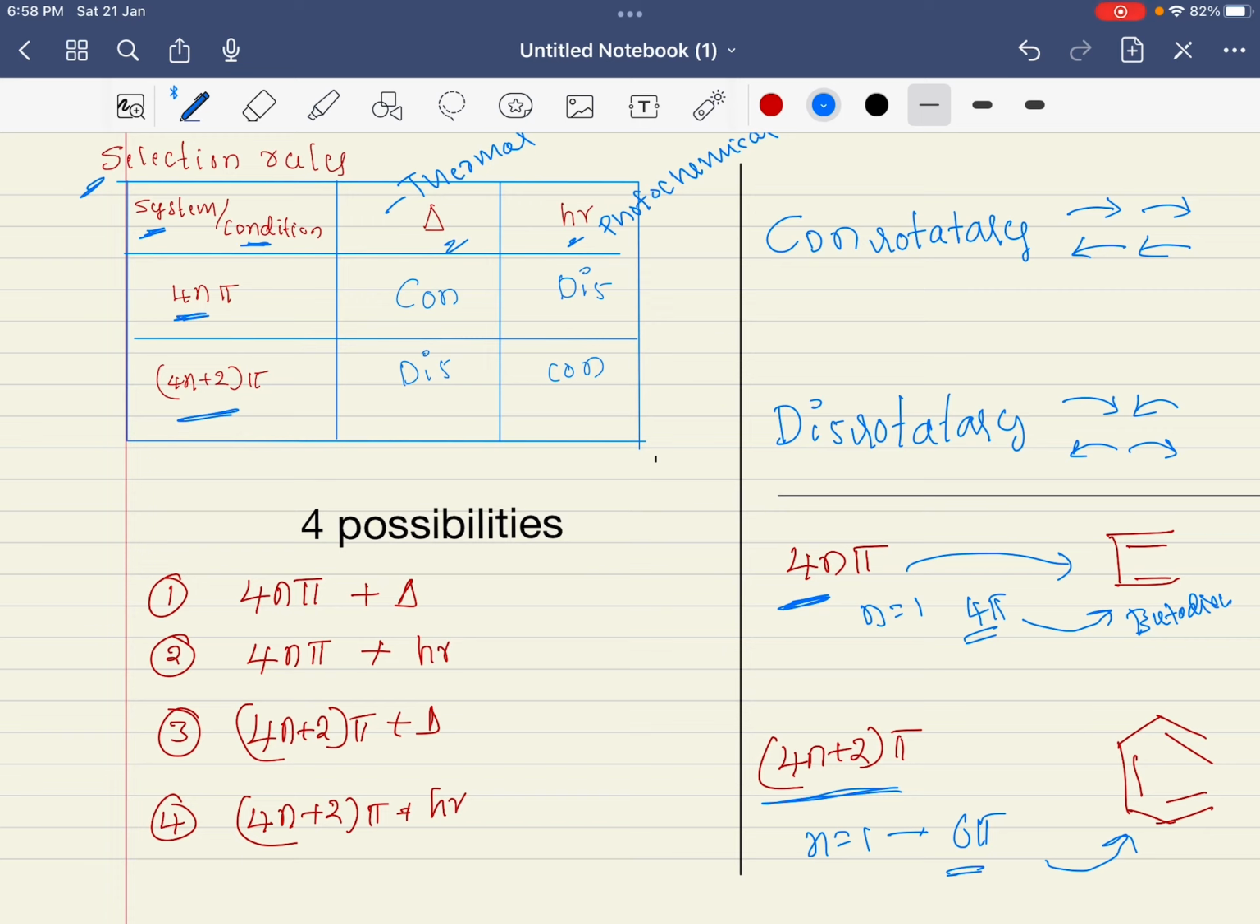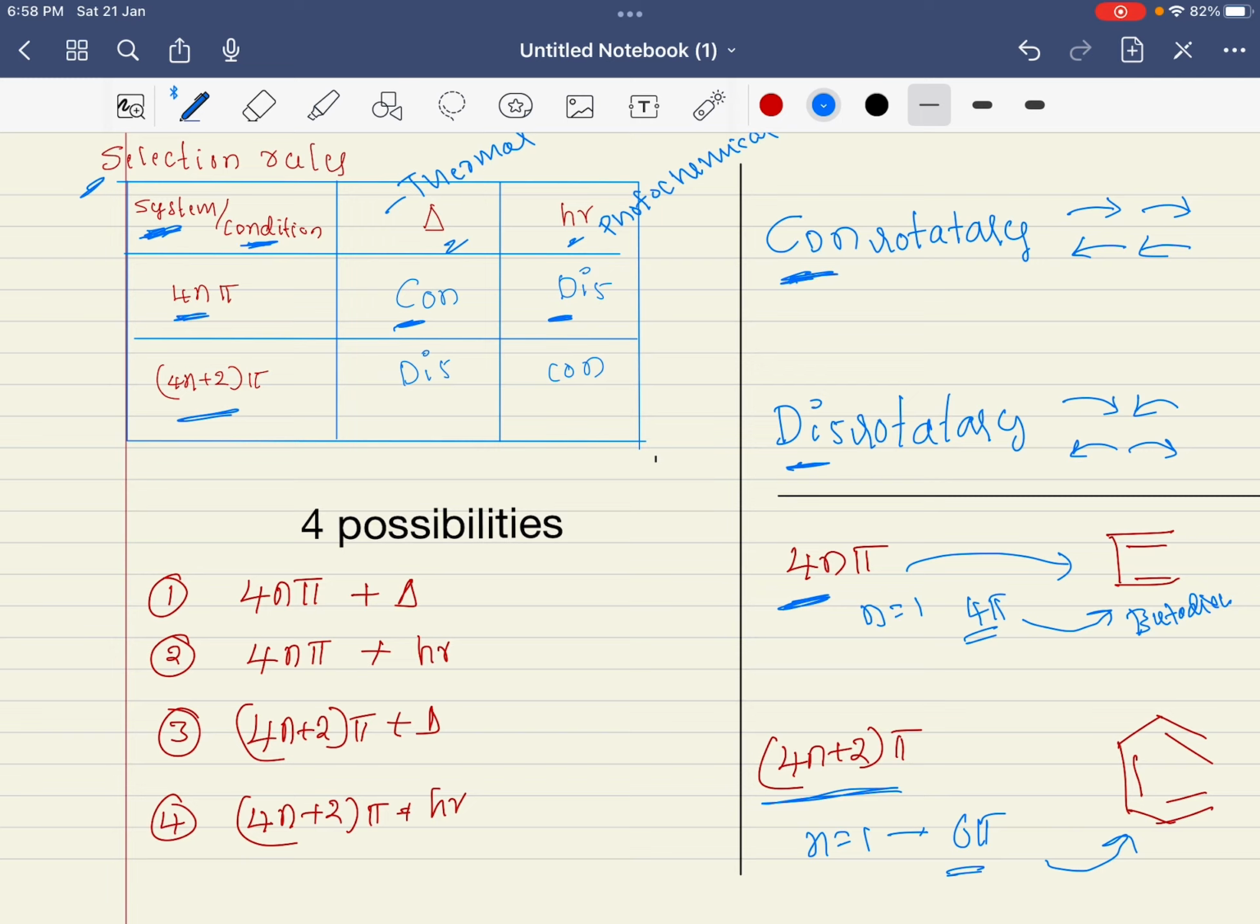We understood what is system and what is condition. We understood both of these things. Next we'll understand these two things: conrotation and disrotation. Remember one thing, the concepts of conrotation and disrotation are very, very essential to understand electrocyclic reactions. Without this concept, we can't solve a single question of electrocyclic reactions. So the knowledge of conrotation and disrotation is very, very important.